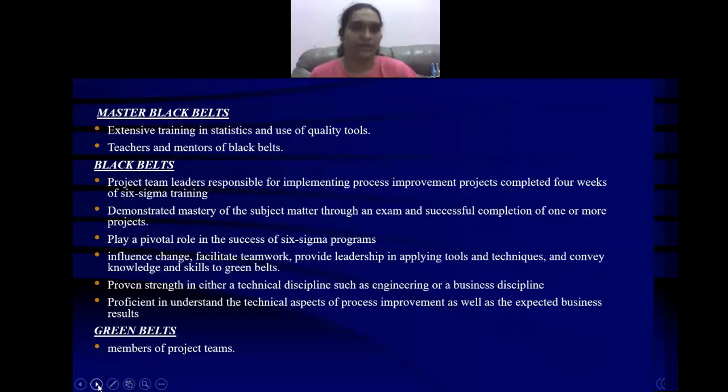to the green belts. Okay, these black belts are also proven strengths in either a technical discipline in engineering or business disciplines also. And the next one is being proficient in understanding the technical aspects of process improvement as well as expected business results. So the last part is the green belt. A green belt is just a member of the project teams.